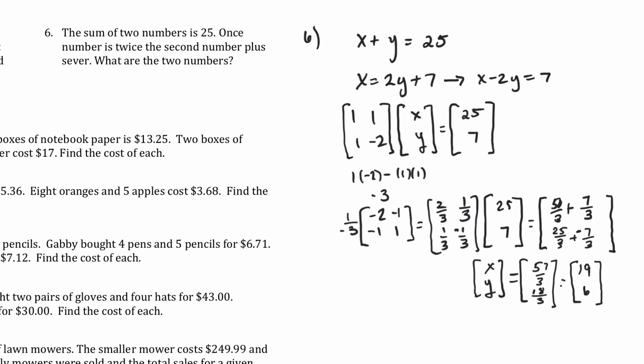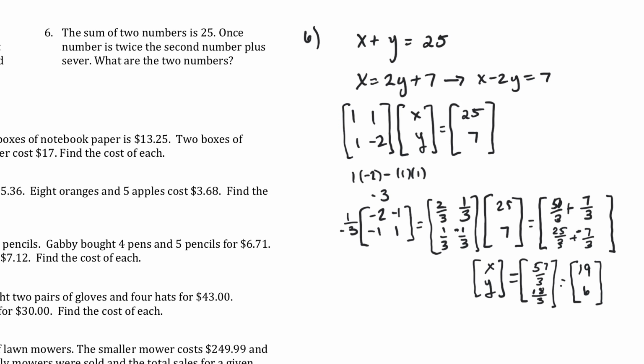Number 6's equations are x plus y is 25. That's the obvious one. Here it says one number, so we're going to just call it x, is equal to 2 times the other one plus 7. That would be equal to x minus 2y equals 7. It's important that we put them in the right equation: x variable, y variable, equal to constant. That's how my matrix equation expects it to happen.